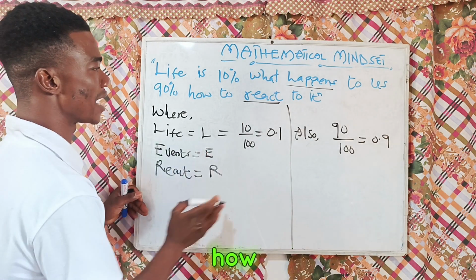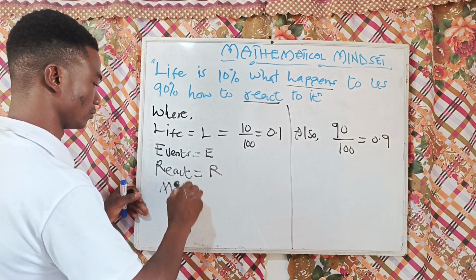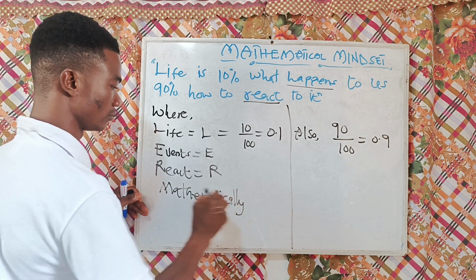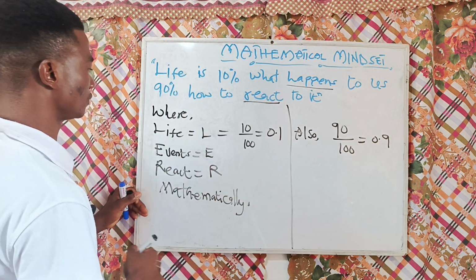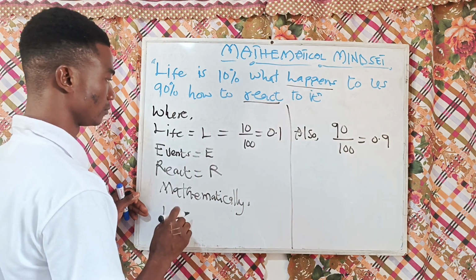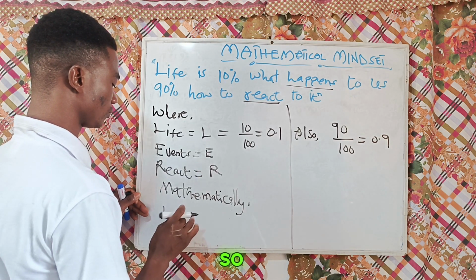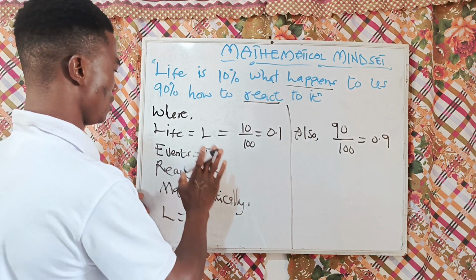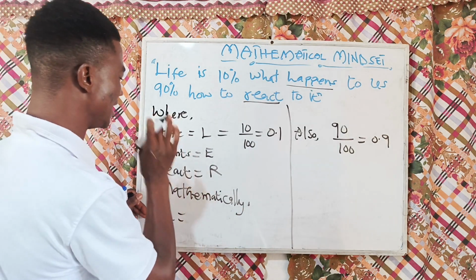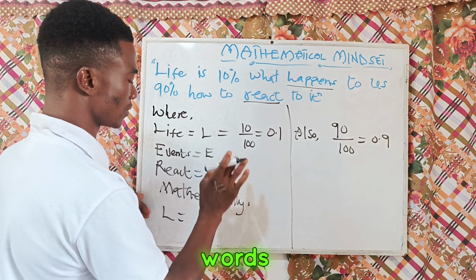Mathematically, let's see how we can illustrate it. We know that L is equal to life. But don't forget, event is equal to E, react is equal to what? R.